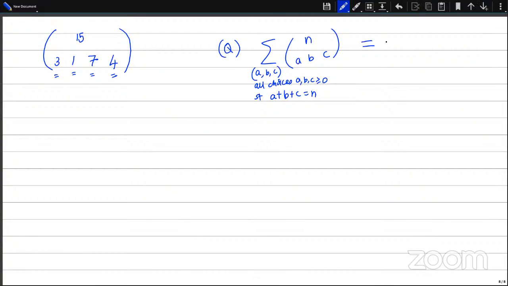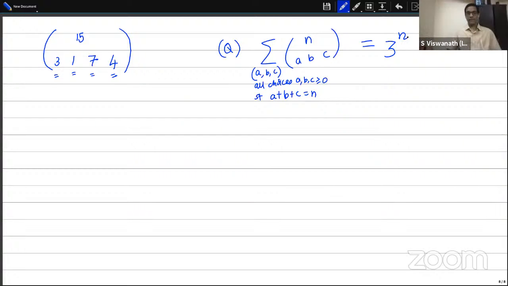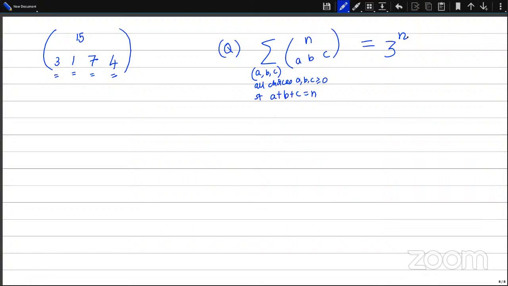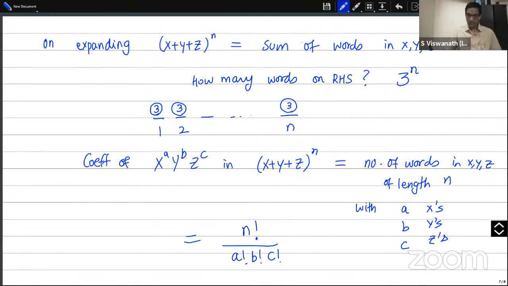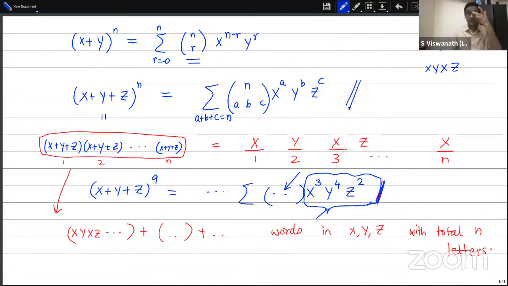3 power n. Why do you say that? Each place we are having 3 choices. Okay, so you're just using this theorem. You're just putting 1 for x, y, and z.